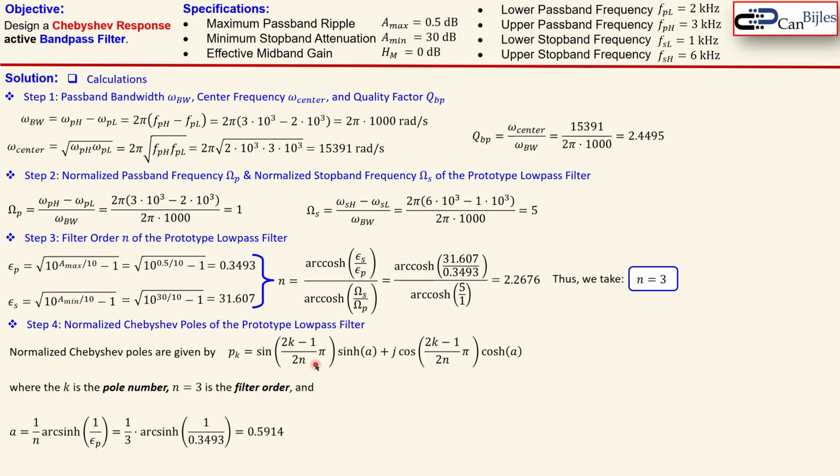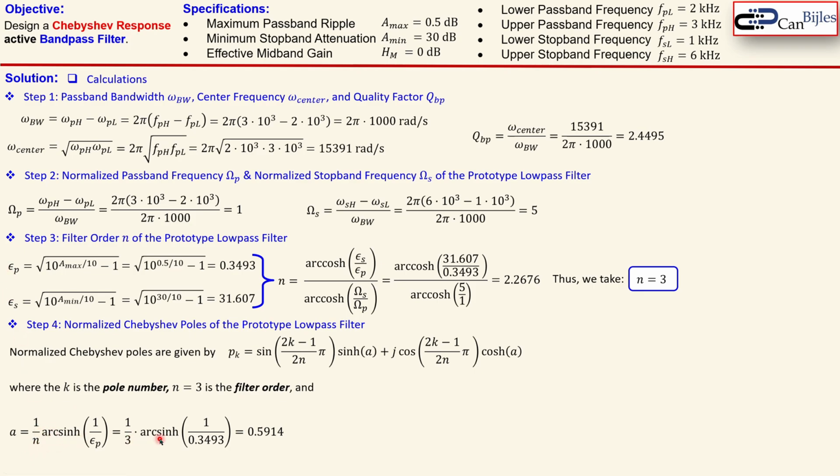What is a? Now k, let's start with the k here. The index k is the pole number. In this case we have n is 3, which is our filter order, so that's also in the formula. And a here is given by this expression. You see here inverse sine hyperbolic, but also the epsilon p we have determined in step 3.